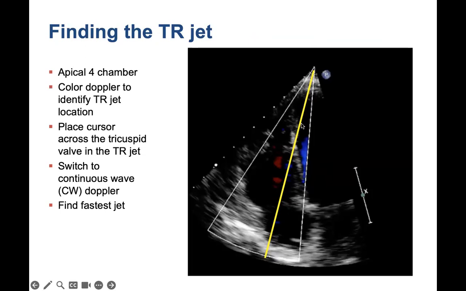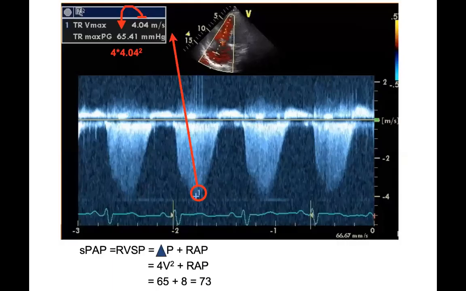Then you can put continuous wave Doppler across the tricuspid valve, across that jet. You see the blue down here, that's where that blood is regurgitating back into the right atrium. With continuous wave Doppler, you will find the fastest jet. Again, this is a negative Doppler shift, blood going away from my transducer. It should look like this, kind of like a hill. It should be filled in here if you have a nice tracing.